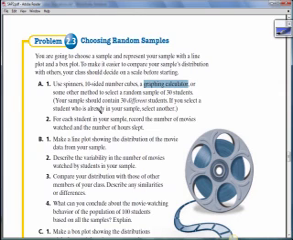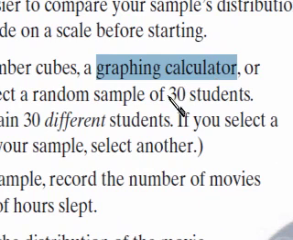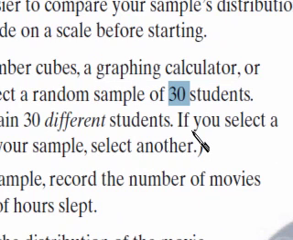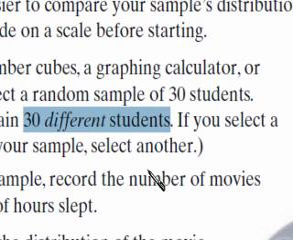Okay, so if you can get your calculator, or pause the video and get a calculator, I'll show you how you can generate random numbers. We're going to generate 30 random numbers to represent 30 students. Notice here, your sample should contain 30 different students. If you select a student who's already in your sample, select another one.